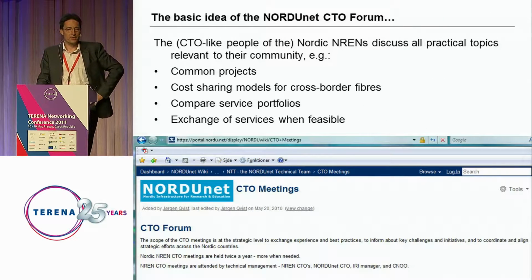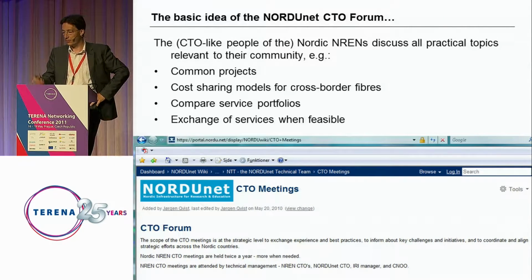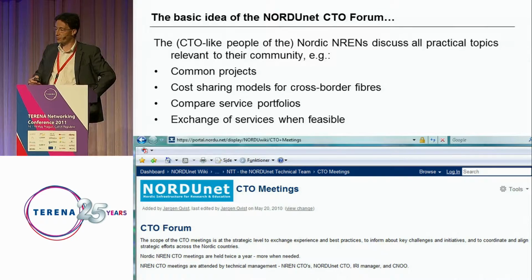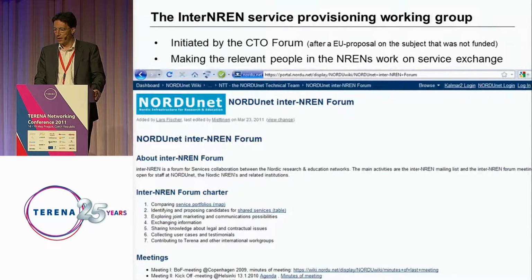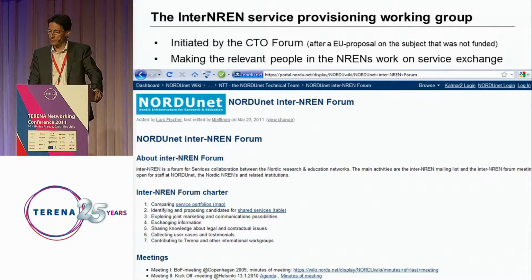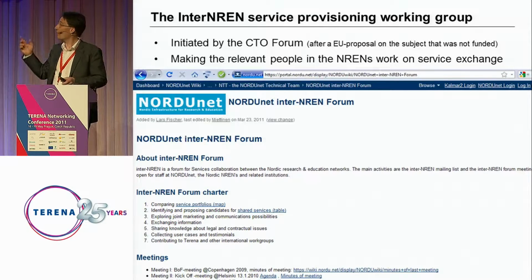In order to explore this, we started in the Nordjonet group of NRENs in the so-called CTO forum to look at this, and we found out that this was a good idea to explore. So we created the so-called Inter-NREN Service Provisioning Working Group. I mean, what it's called is not really that interesting. Only all these documents are available online. So if you actually want to find them, you'll need to know where to search. Okay.